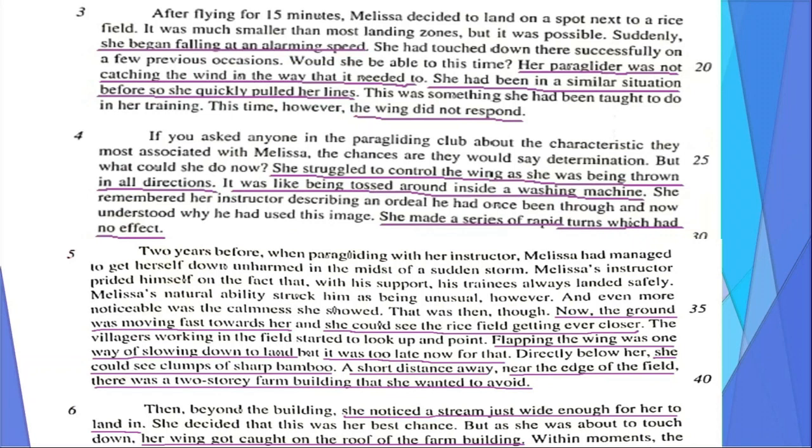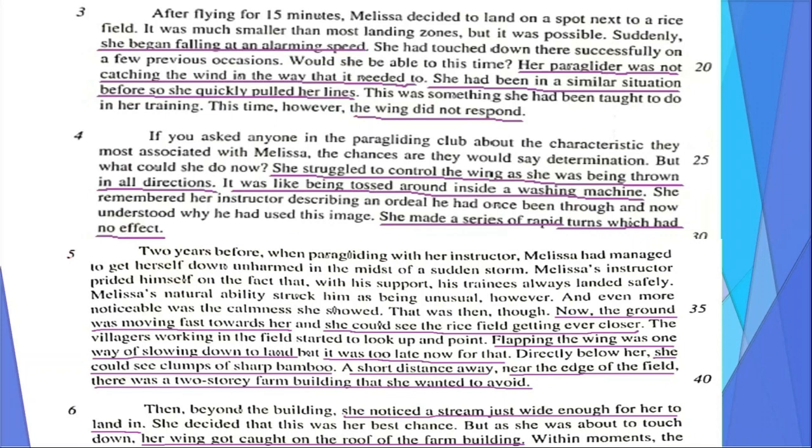But what could she do now? She struggled to control the wing as she was being thrown in all directions. That sounds like a problem because she was struggling to control her wings and she was being thrown in all directions. So let's underline that one. It was like being tossed around inside a washing machine. That is another problem to me. So let's underline that as well.